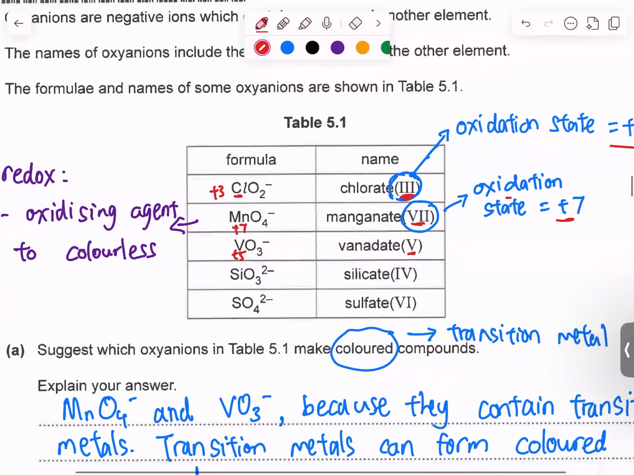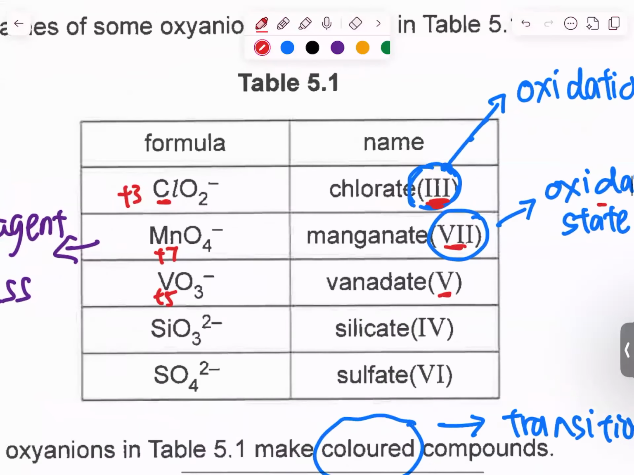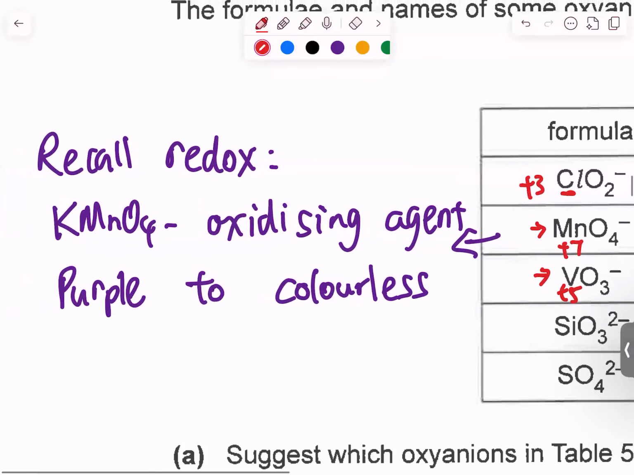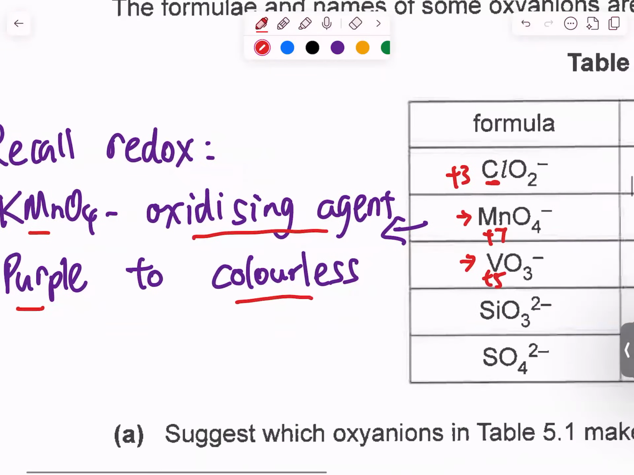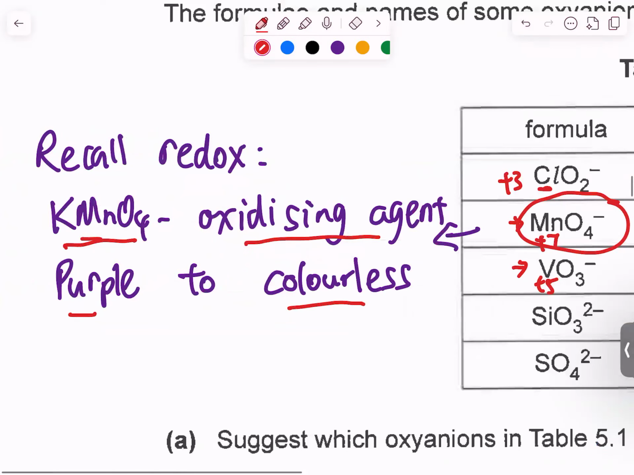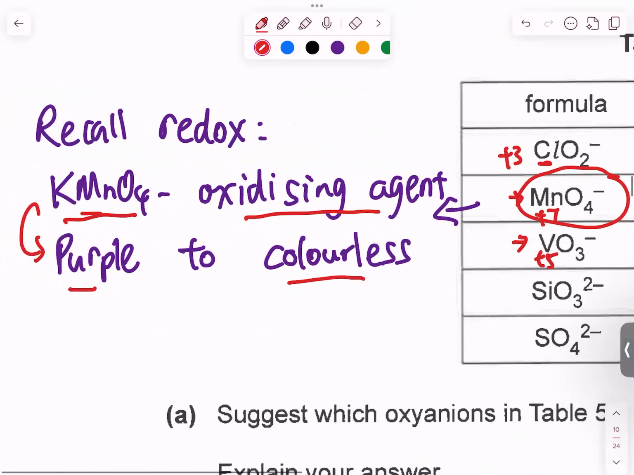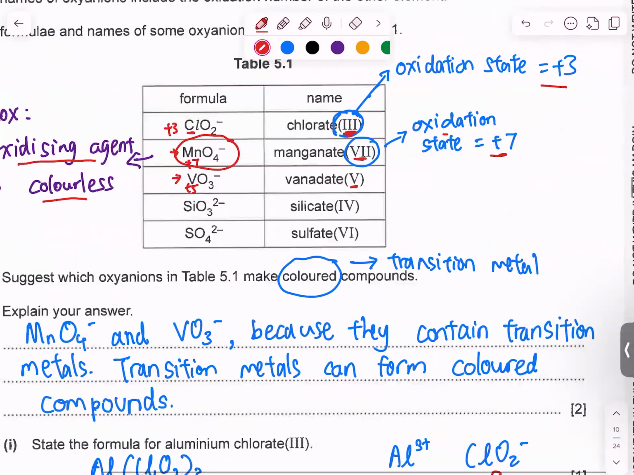Okay. A, which oxyanions form colored compounds? So colored compounds, you can think of transition metals. So of all these elements, which oxyanions are formed from elements that are transition metals? Right? Manganese and vanadate. You should remember from the redox chapter that potassium manganate is an oxidizing agent that turns purple to colorless when it oxidizes a certain species. So this is another clue that you can use to answer this question. Because this manganate comes from your potassium manganate, which by default is purple. So even if you see this question for the first time, you can straight away list MnO4 minus as one of the answers. Okay, so these two oxyanions, because they are formed from transition metals.